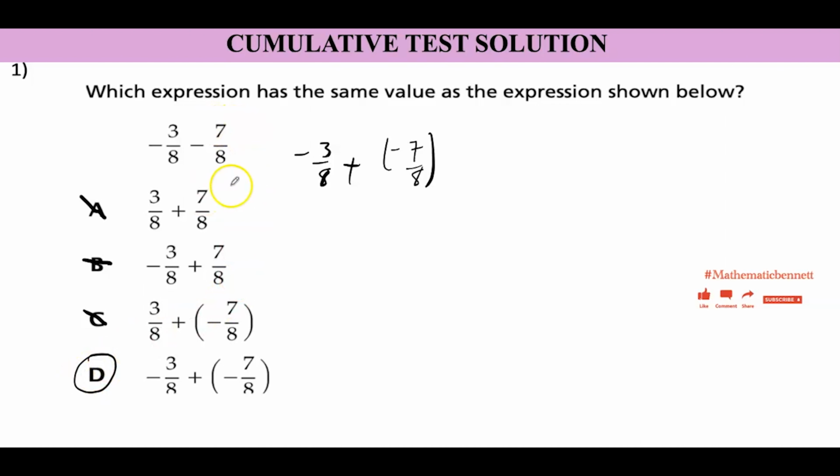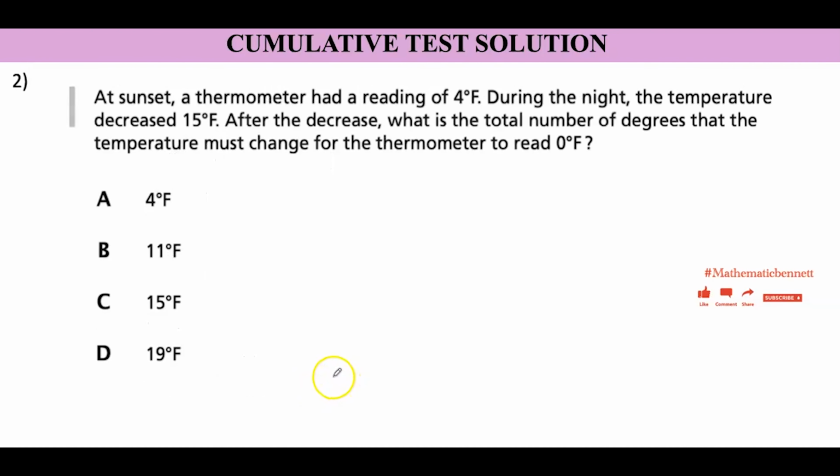We could also find the value of each of these, and you see that the answer would have been D. We are taking this approach.